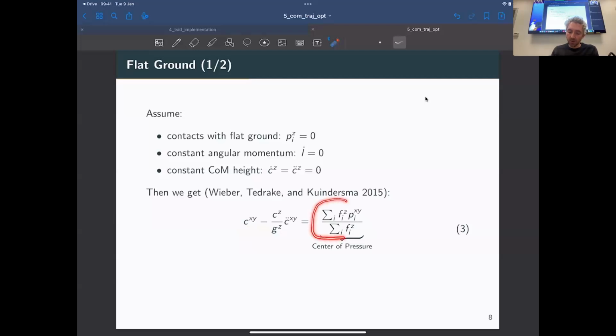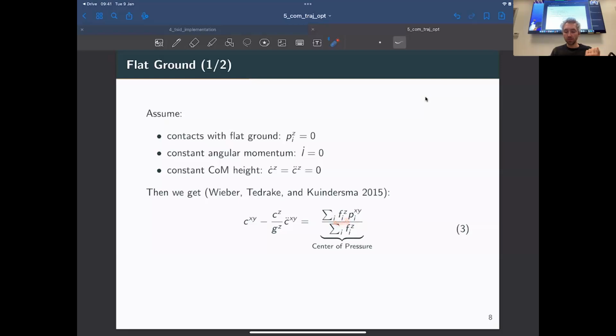And this quantity here on the right-hand side, which is the summation of the vertical forces, Fiz. So we're only looking at the vertical component of the contact forces. And what we are doing is that we are computing basically a weighted average of these vertical forces, or better, we are computing a weighted average of the contact points where the weights are the associated vertical forces.